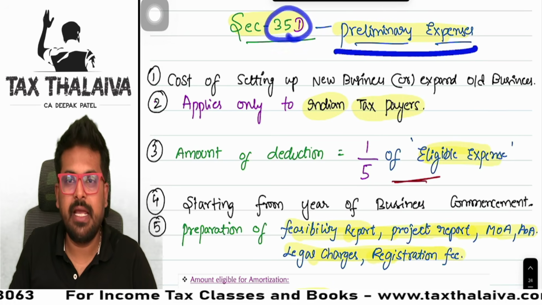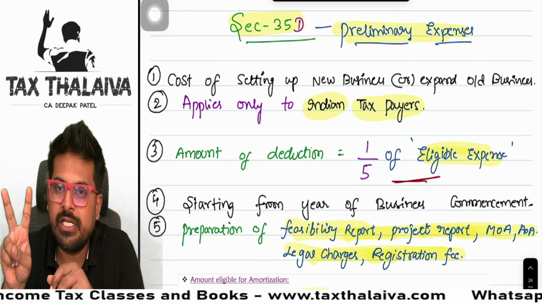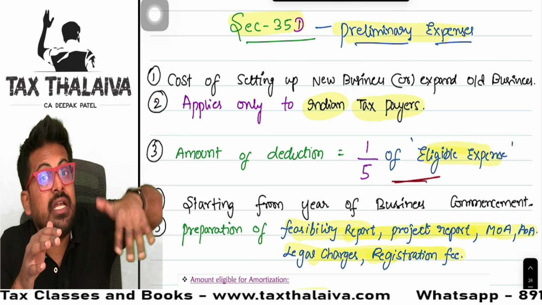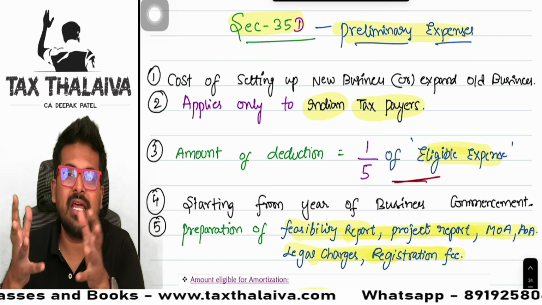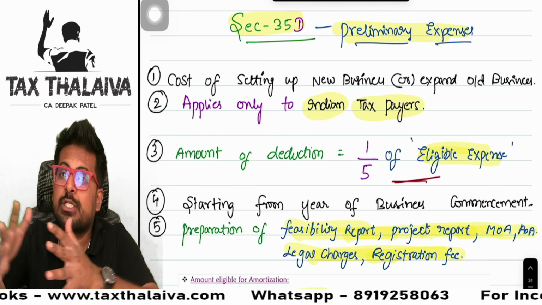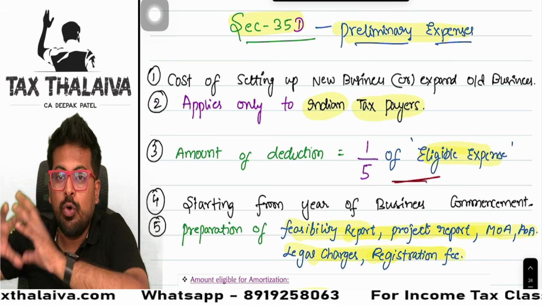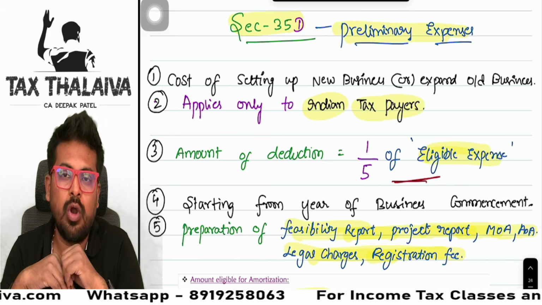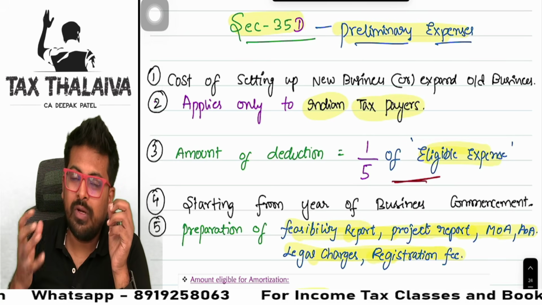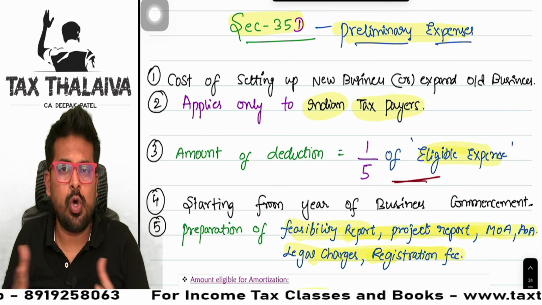35D, preliminary expenses. Guys, a lot of times there may be two kinds of scenarios. Either before starting your business, you are incurring some expenditures, or you already have an existing business and you want to expand your business, you want to start a new undertaking, new unit, new branch. In that case also you have to incur a lot of expenses because you have to establish that business. Or you want to start a new business altogether.